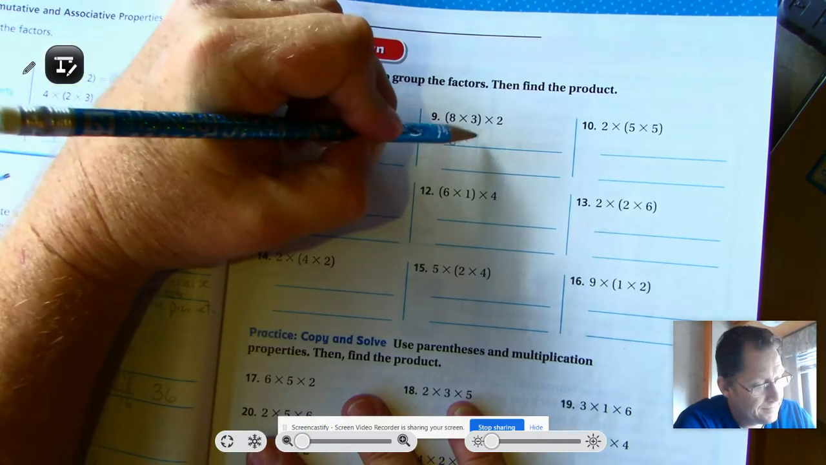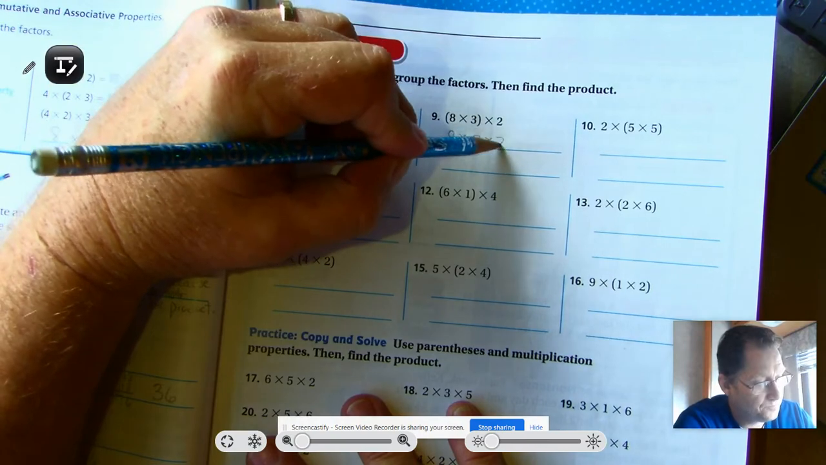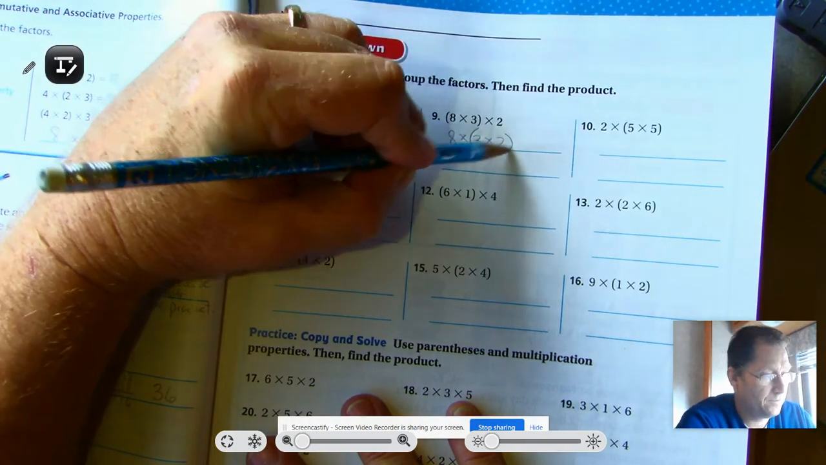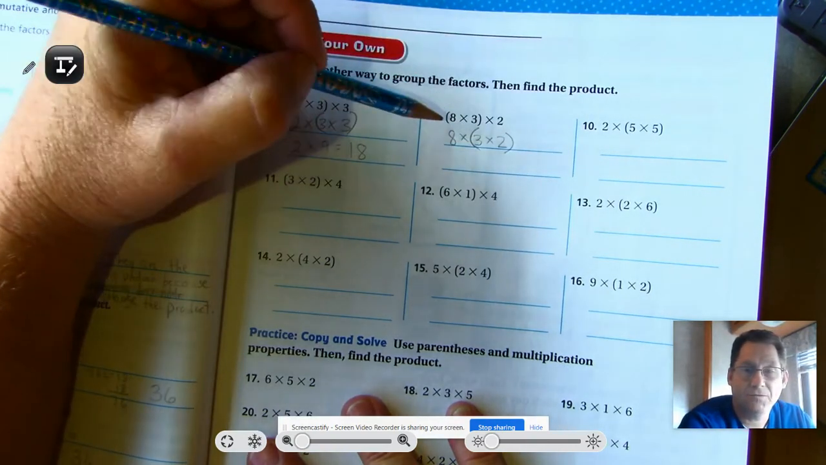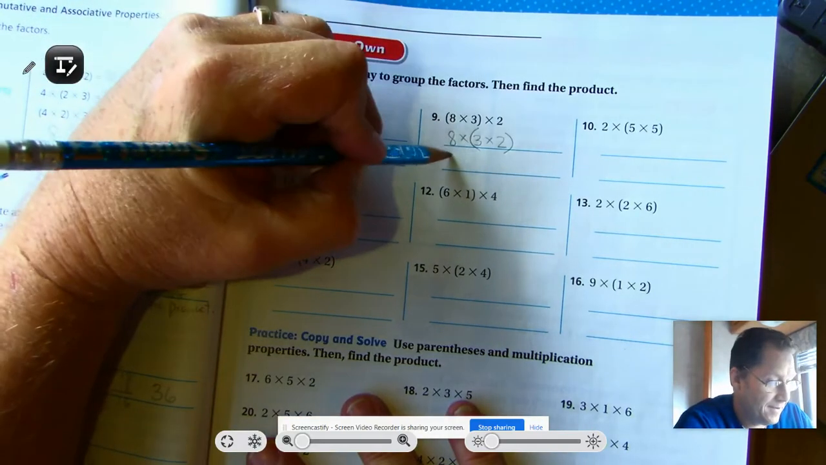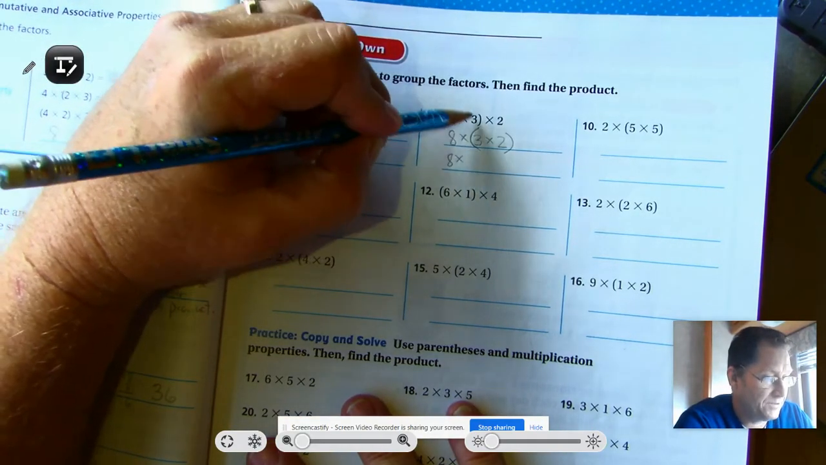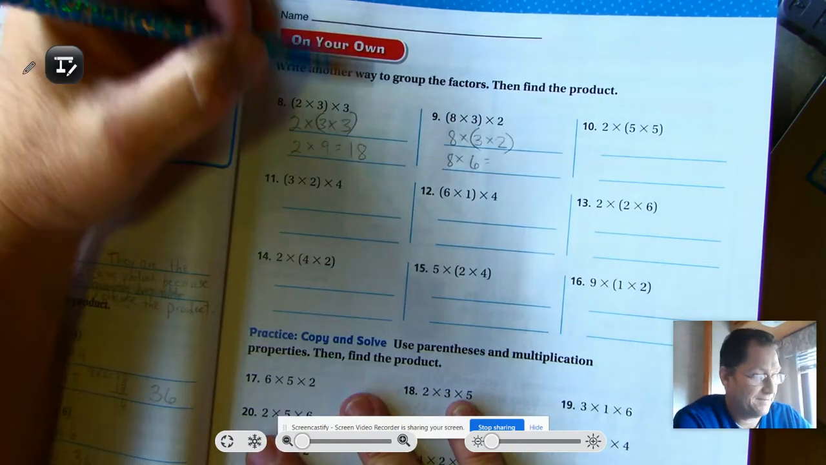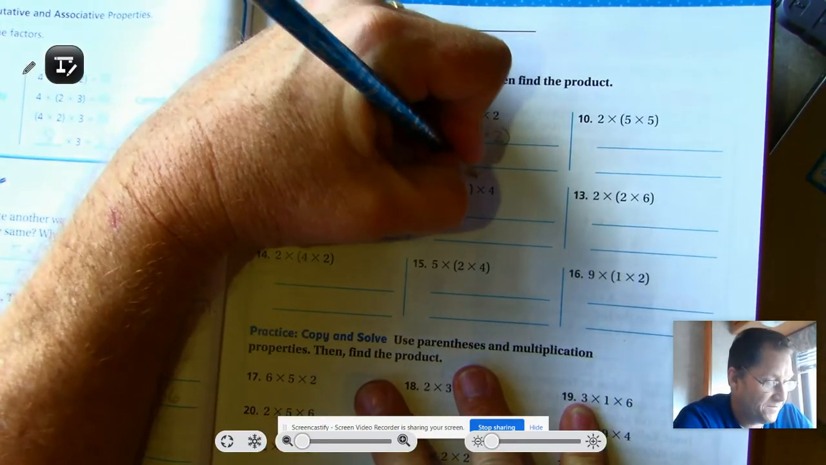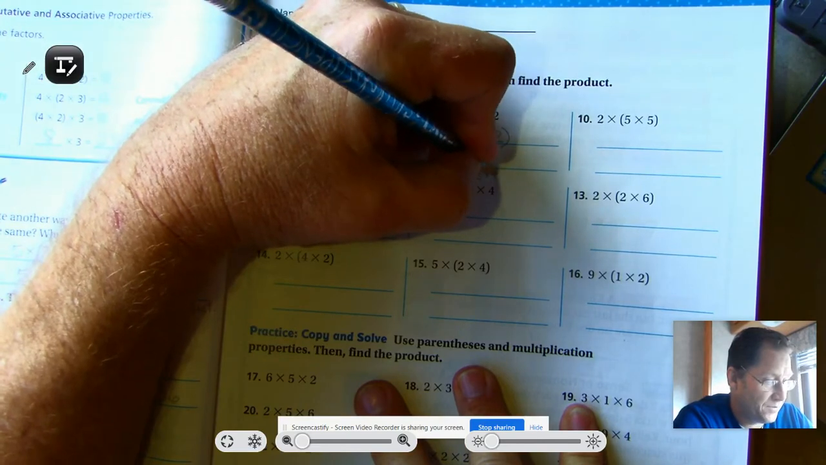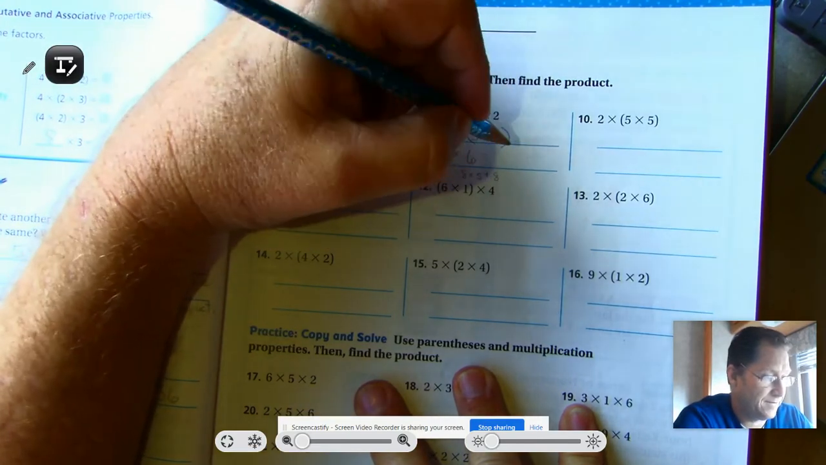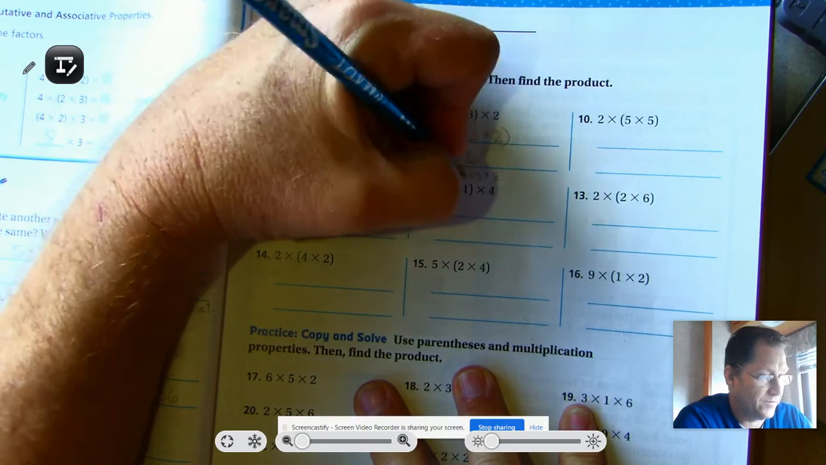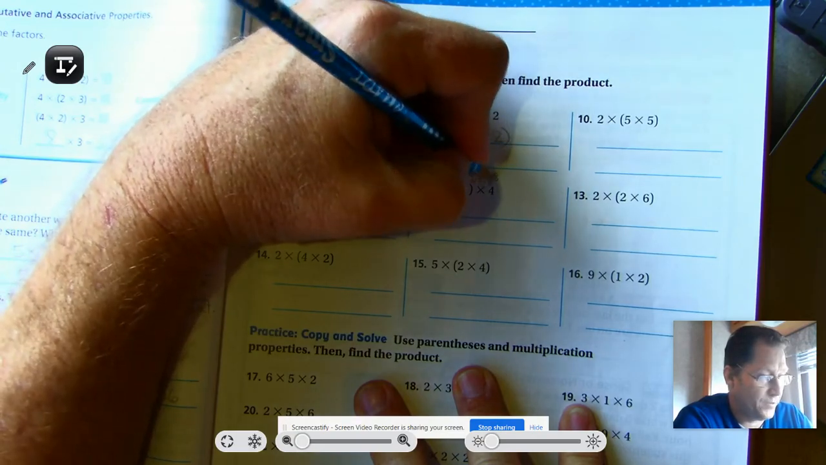8 times 3 times 2. Instead of doing 8 times 3, we can say 3 times 2 first. 3 times 2 is 6. 8 times 6 is the same as 8 times 5 plus 8. So we have 40 plus 8, 48.